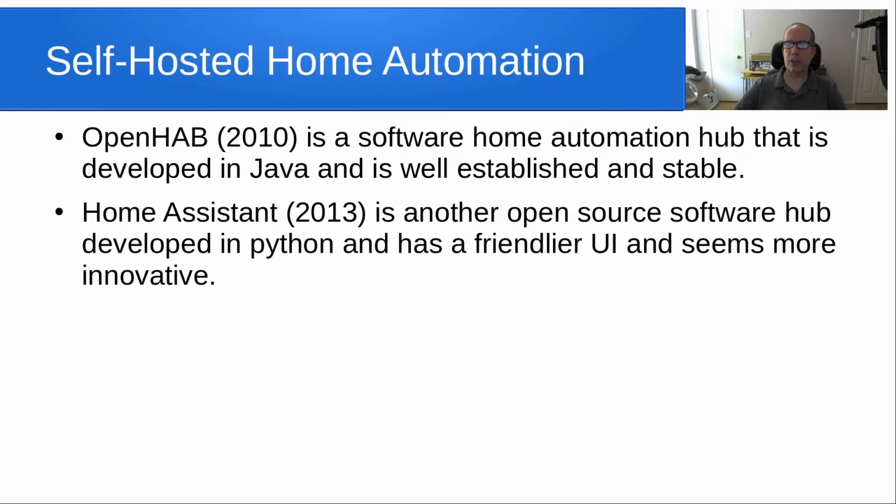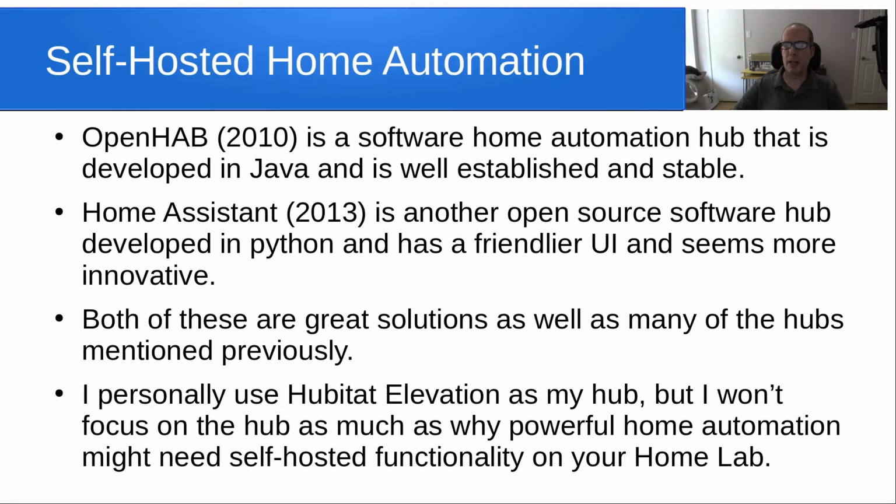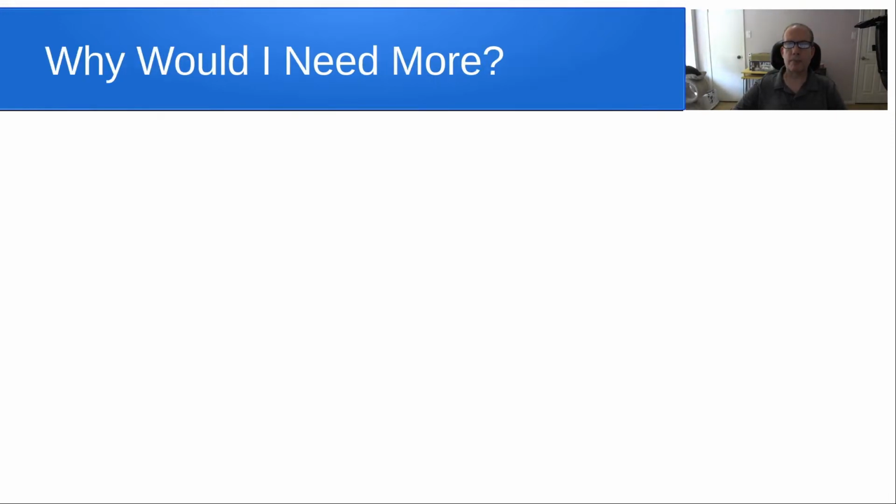And these solutions you generally run on your own hardware, and you can even run them on things as small as a Raspberry Pi. So both of these are great solutions, as well as many of the hubs that I mentioned previously. I personally use the Habitat Elevation as my hub, but I'm not going to focus on the hub as much as why powerful home automation might need self-hosted functionality on your home lab.